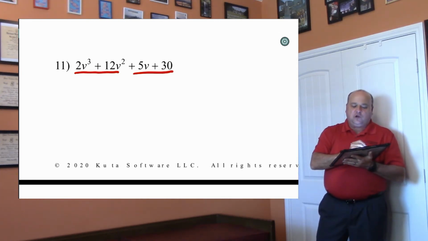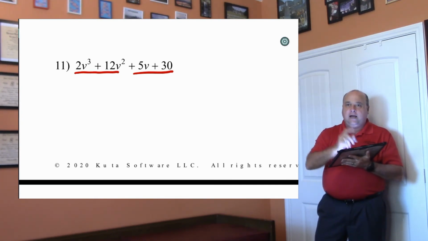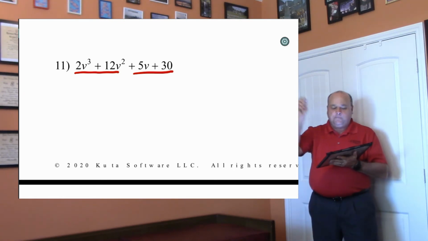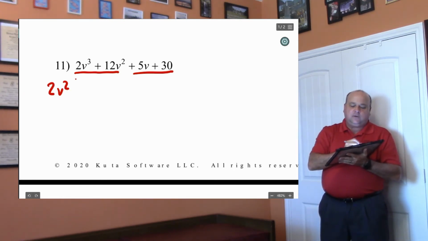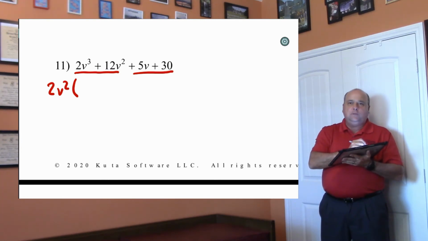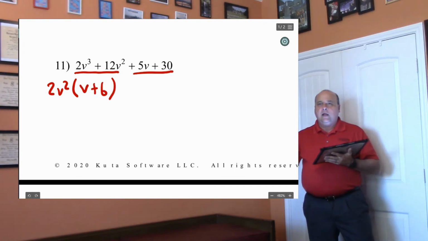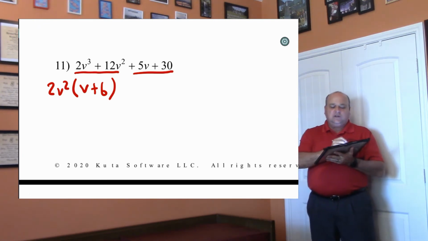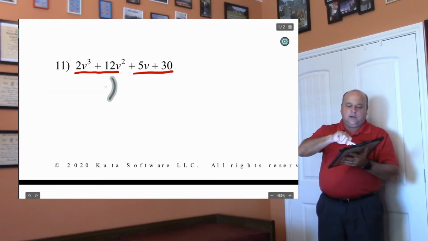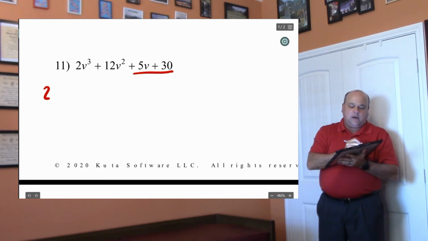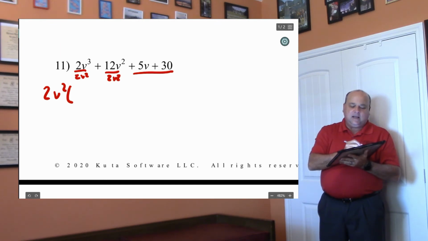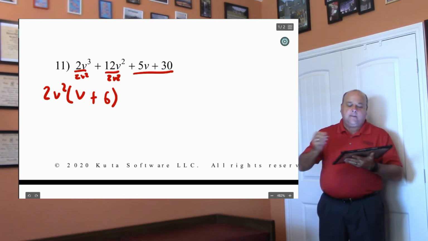So the GCF of 2v cubed and 12v squared, a 2 goes into them and a v squared, right? We did factoring by GCF last week. So I could pull a 2v squared out, start a parentheses, 2v cubed divided by 2v squared is v, plus 12 divided by 2 is 6, and the v squares cancel out, right? You just divided those by 2v squared. If I do that, I get v plus 6, don't I?